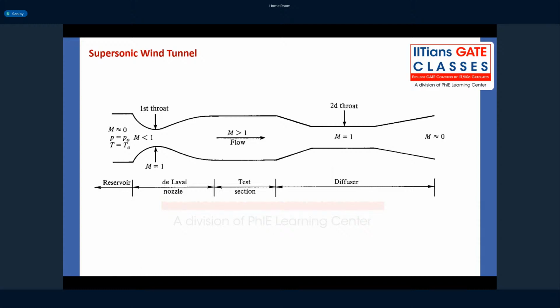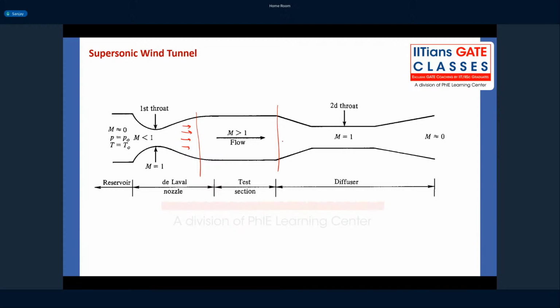You have a reservoir. You have a container where the gas is stored at a very high pressure and temperature, which is known as the reservoir, where the flow can be assumed to be in stagnation condition, and then it is expanded to a supersonic flow using a throat, using a nozzle, which is a CD nozzle, where at the throat you have Mach 1. Okay. And then once you get a supersonic flow at the exit of the nozzle, you have a constant area duct, which is known as a test section, where the models are placed and tested. So you have a supersonic flow in the test section.